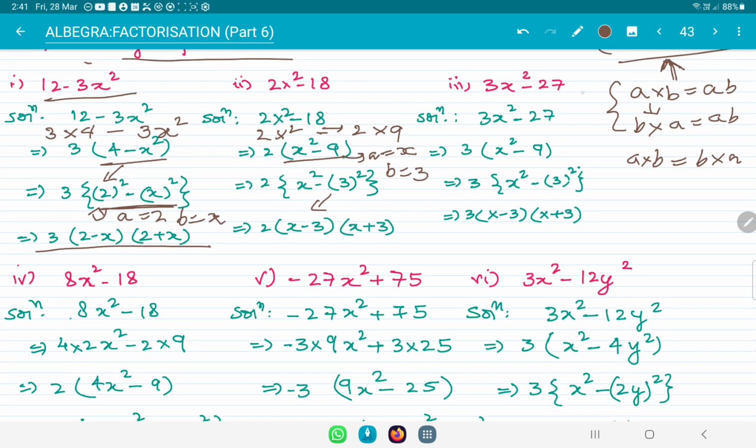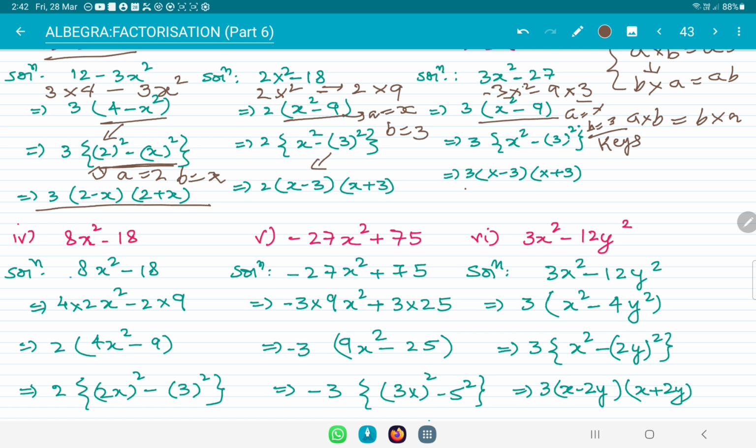Next question, 3x square minus 27. In this we can write 3x square minus 9 into 3. Why are we writing in this way? So that we can easily take the common factor out of the bracket. Here it is 3. So 3 will be out of the bracket, and inside the bracket it is x square minus 9. So what is a here? A is x, and b is 3. These are your keys, and just write in the general formula.